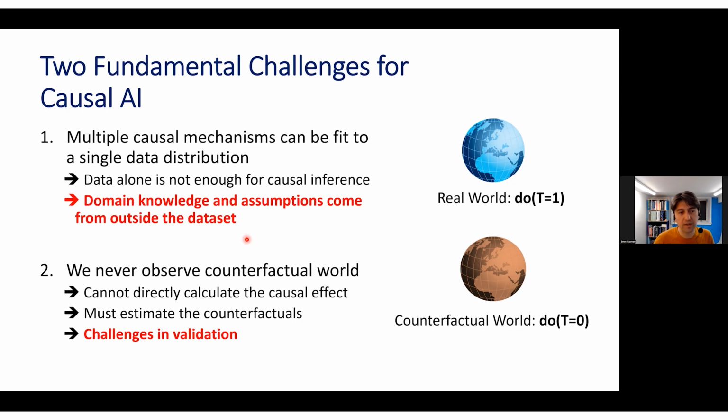It turns out that if we're looking at data alone, that's usually insufficient for identifying the underlying causal mechanisms, because multiple causal mechanisms can be fit to a single data distribution. The implication is that we need some knowledge that comes from beyond the data itself.